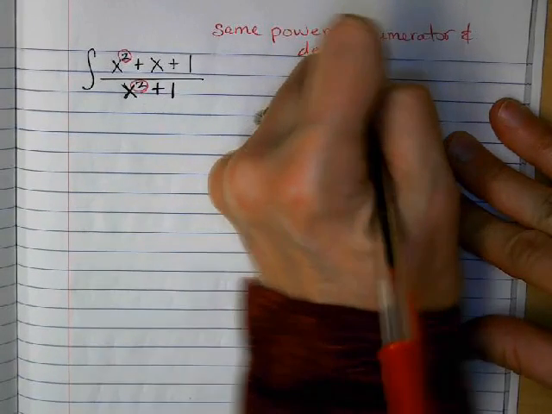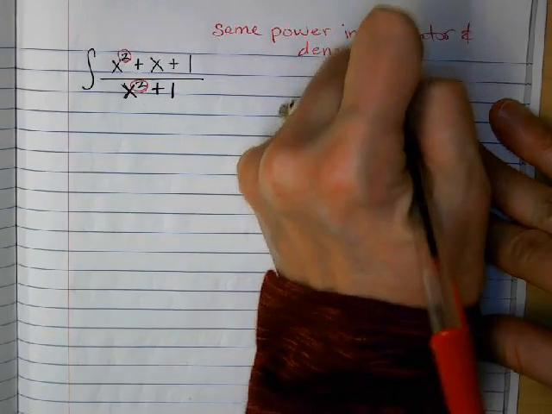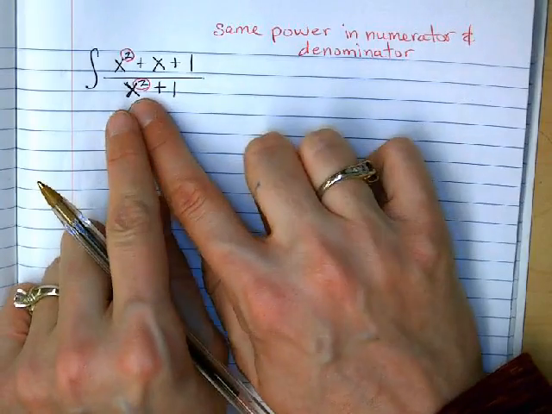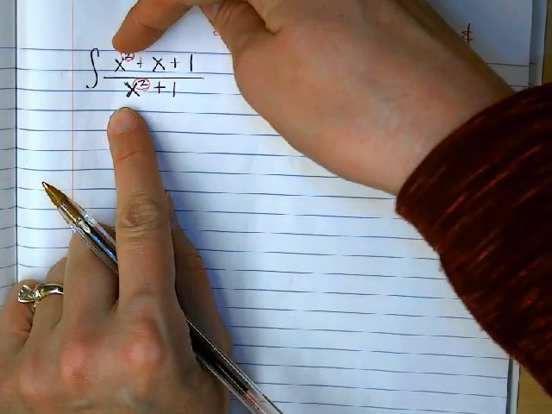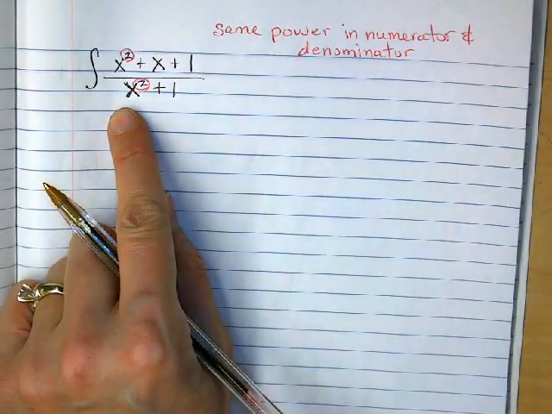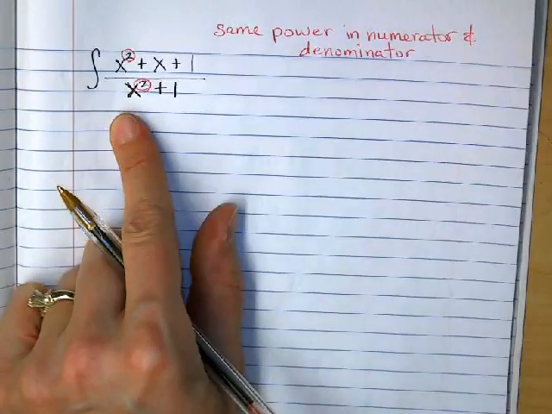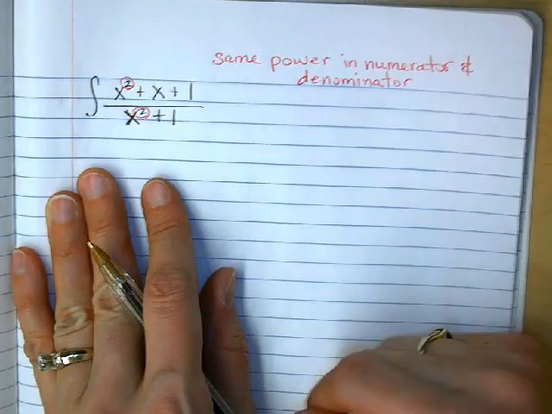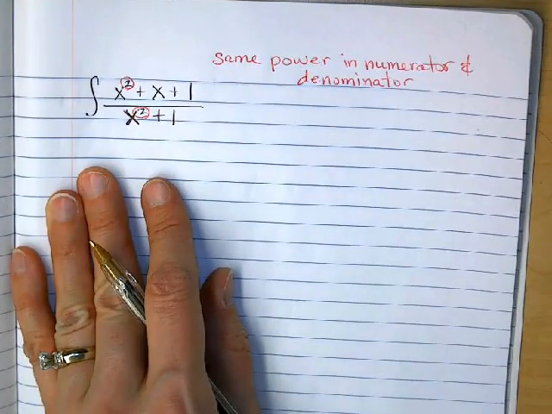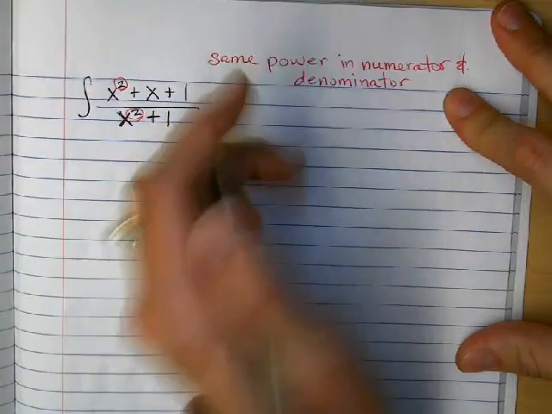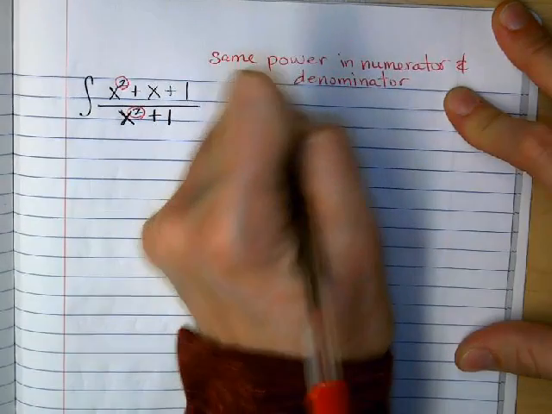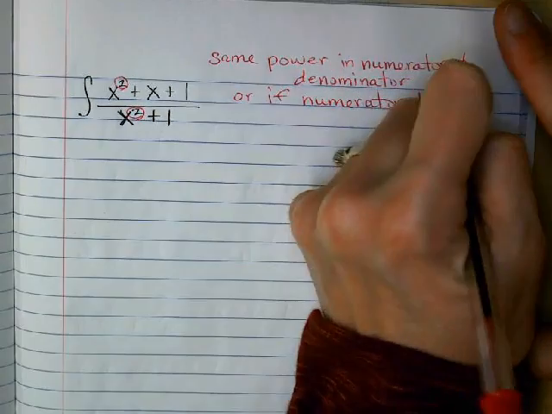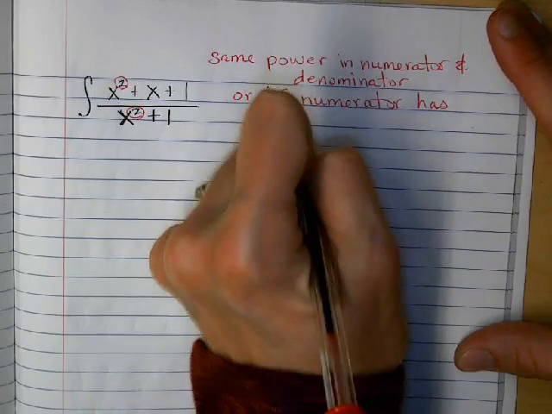Because if I think the u is the bottom part, the derivative of the bottom part is 2x, that's not going to cancel out an x squared. It just is not going to work out. So if you start noticing that there's the same power in the numerator and the denominator, or if the numerator has a higher power, higher degree, then you're going to have to do something.